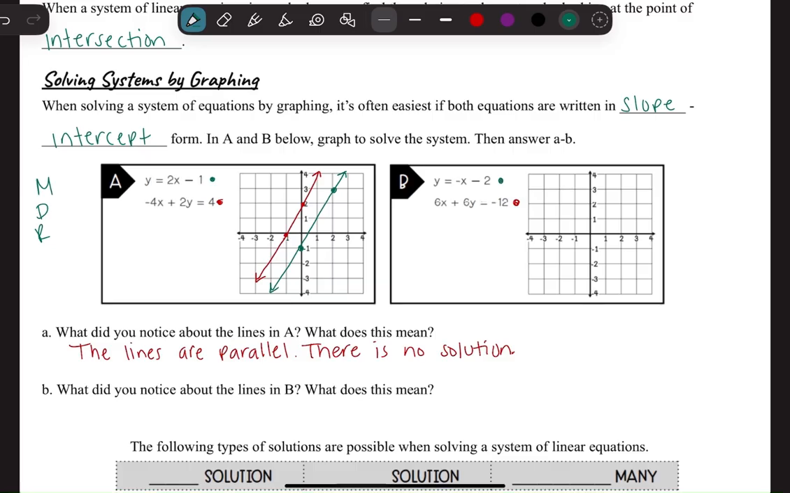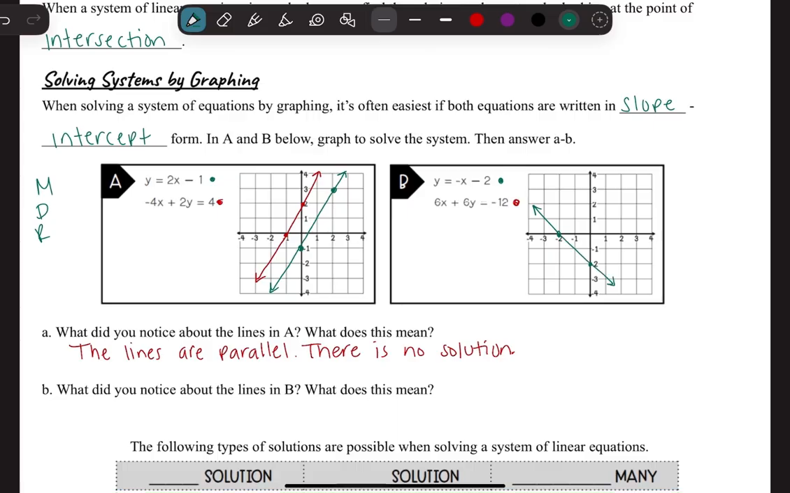So the first equation, y equals negative x minus 2. We're going to graph that. We have an x-intercept of negative 2. And let's see if we have a y-intercept. A y-intercept of negative 2. So we're just going to plot those two points and then draw a line to graph them.